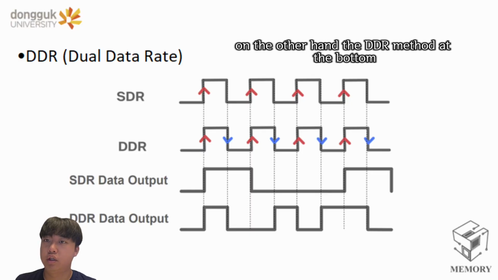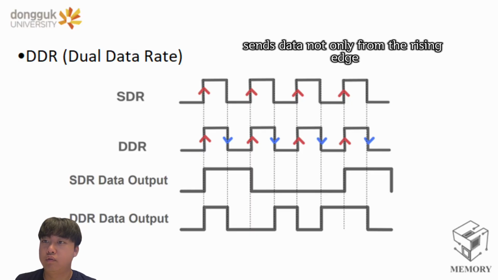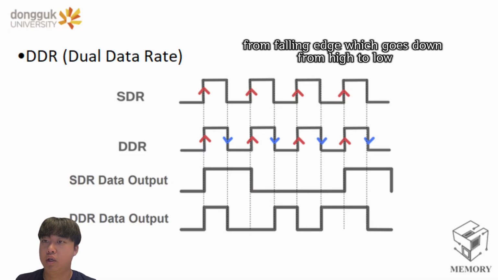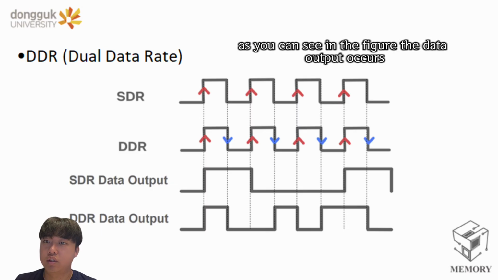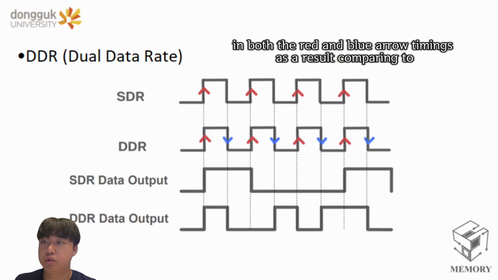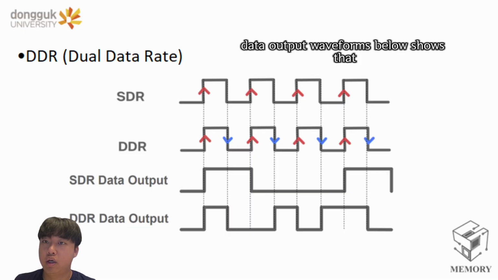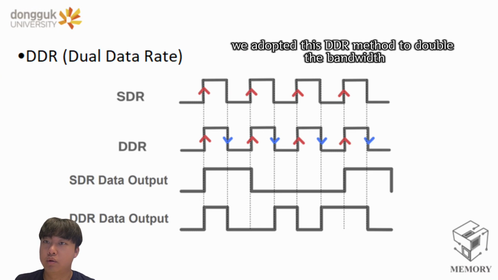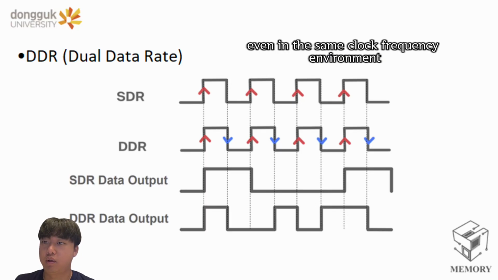On the other hand, the DDR method at the bottom sends data not only from the rising edge, where the clock goes up, but also from the falling edge, which goes down from high to low. As you can see in the figure, the data output occurs at both the red and blue arrow timings. As a result, comparing the data output waveforms below shows that within the same clock frequency, the DDR method transfers twice as much data as the SDR. In this DRAM design, we adopted this DDR method to double the bandwidth and maximize the data transmission speed even in the same clock frequency environment.